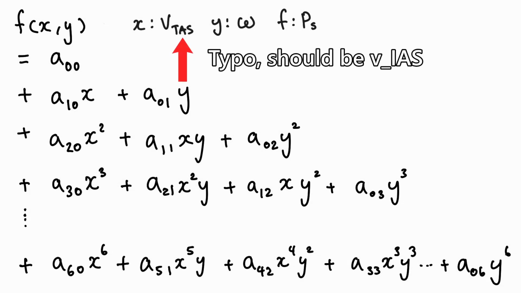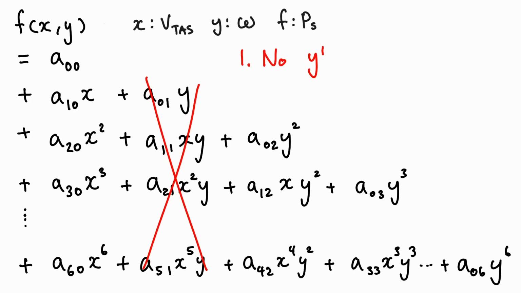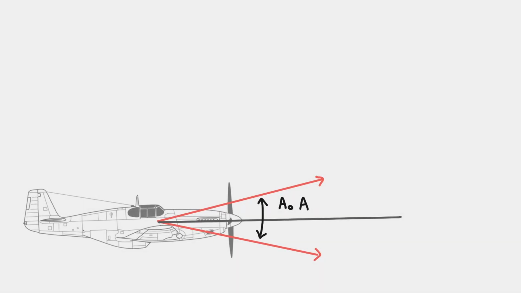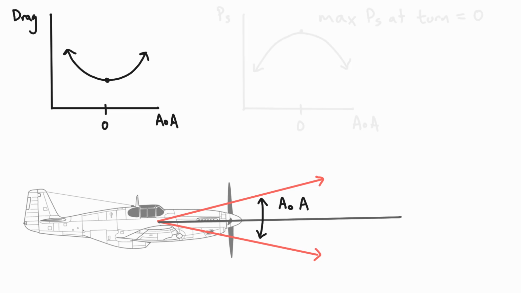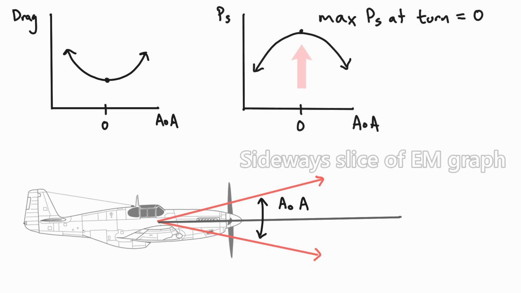I made a few changes to this full 6th order polynomial in order to account for a few details. The first change I made to the hexic function was to remove all first order y terms. This is because at a given speed, you should have the highest specific excess power when not turning, and any elevator input, whether negative or positive, should cause a smooth increase in drag, and so a smooth decrease in excess power. This would mean that looking at a sideways slice at a given speed, the slope at turn rate 0 should be 0, and this point should be a maximum.